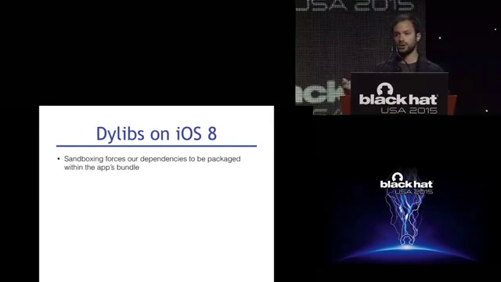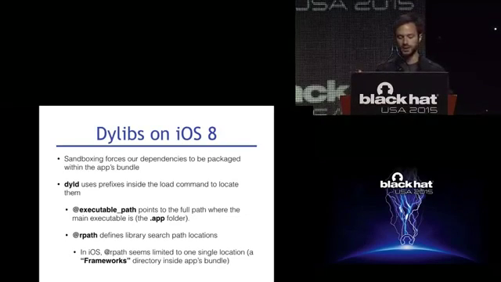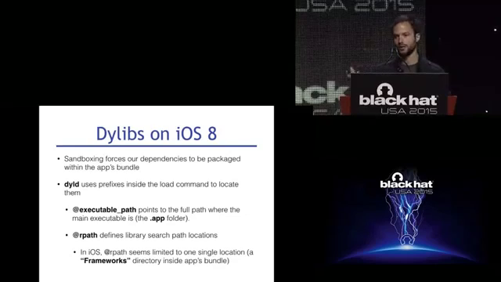And then, because we're in a sandbox environment, Xcode is going to package our dynamic libraries within the app's bundle. And the way dyld is going to find them is by using a couple of prefixes in the load command structure. One of them is, for example, the executable path, which points to the full path in the app's folder within the device inside the sandbox, and then there's the rpath prefix that allows for multiple search path locations for libraries.